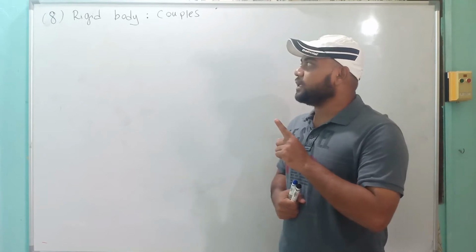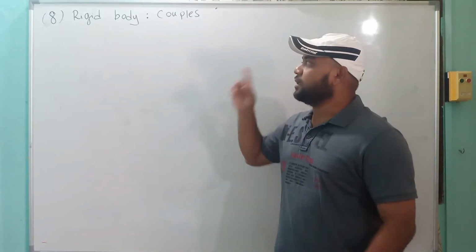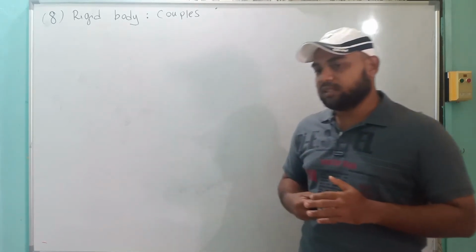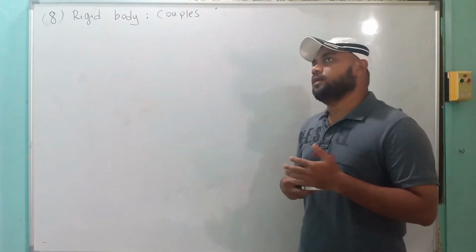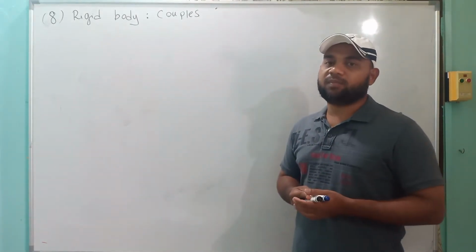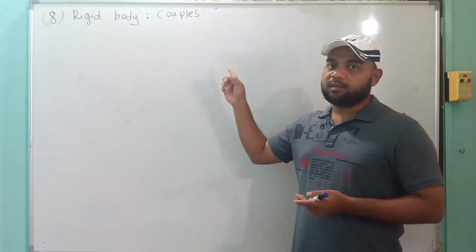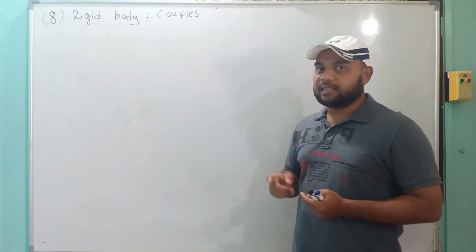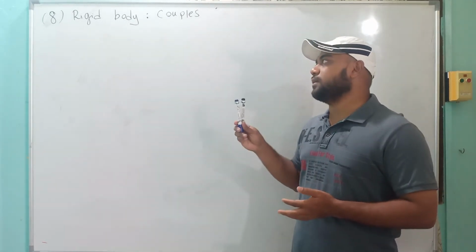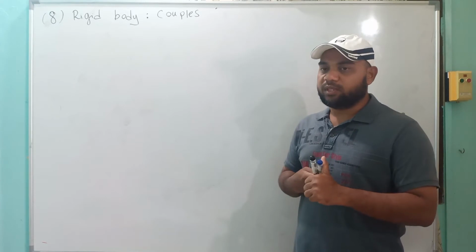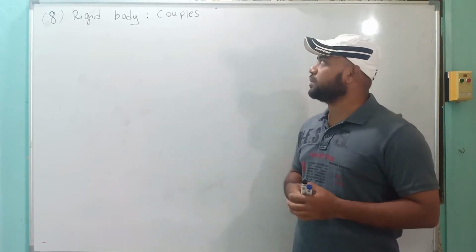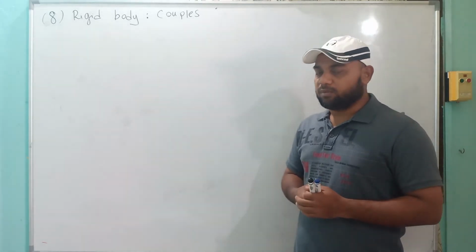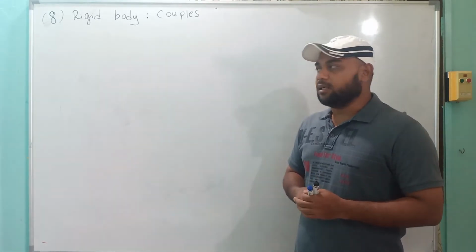So today we will discuss a new topic, which is rigid body couples. Actually, this is not really new, because it is a combination of what we have learned from previous topics, which is moment in two dimensions and also resultant in two dimensions. We will combine these two, moment 2D and resultant 2D, in this new topic, which is couple. So normally you will have no problem understanding this chapter.